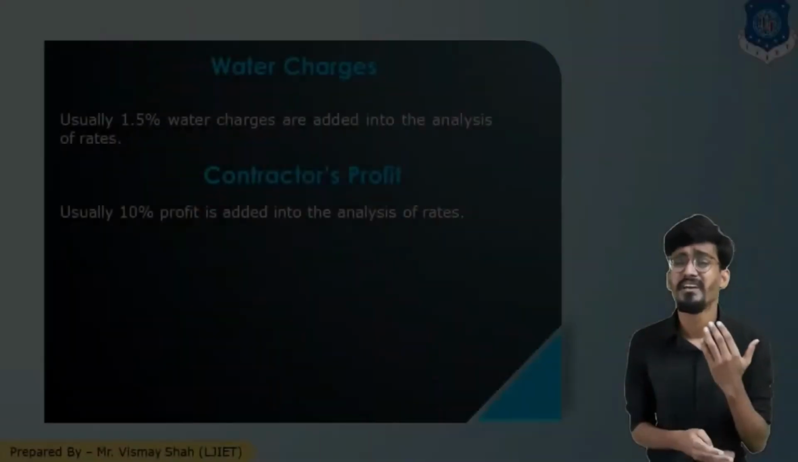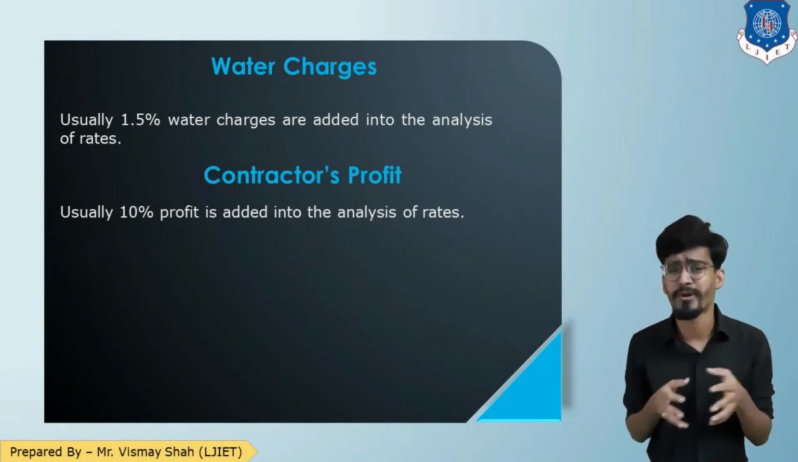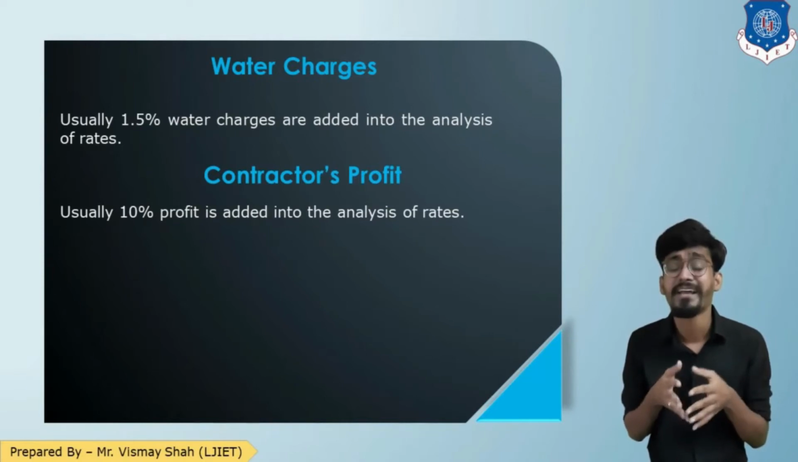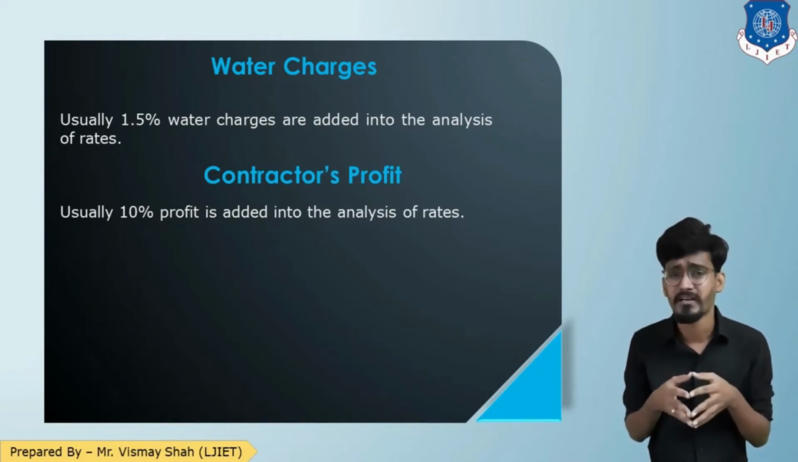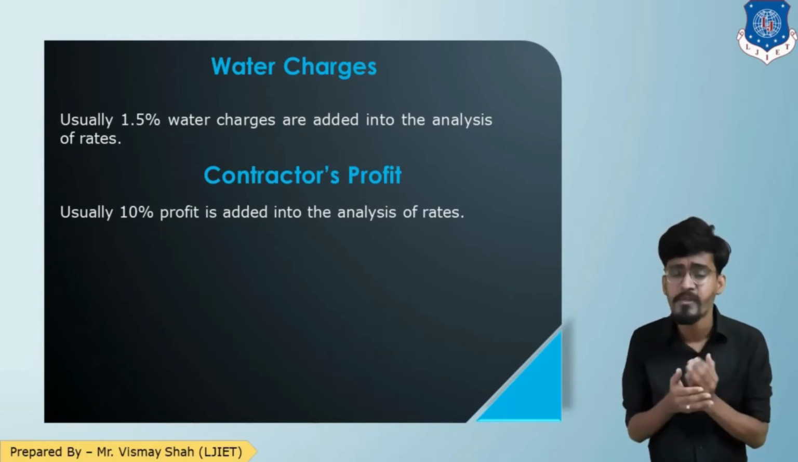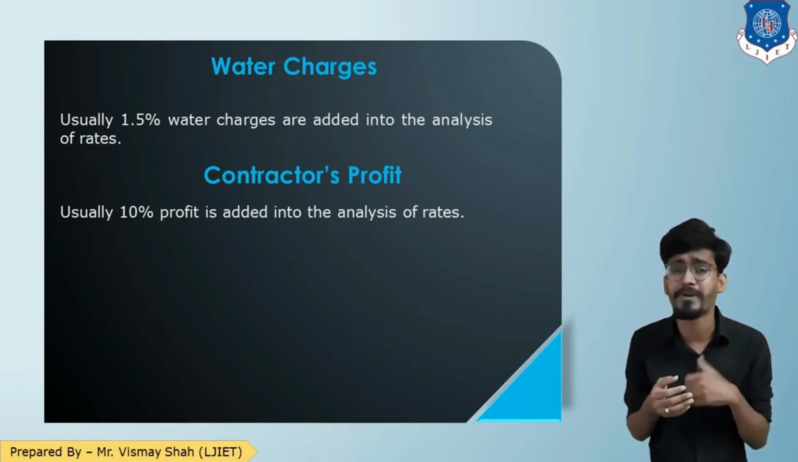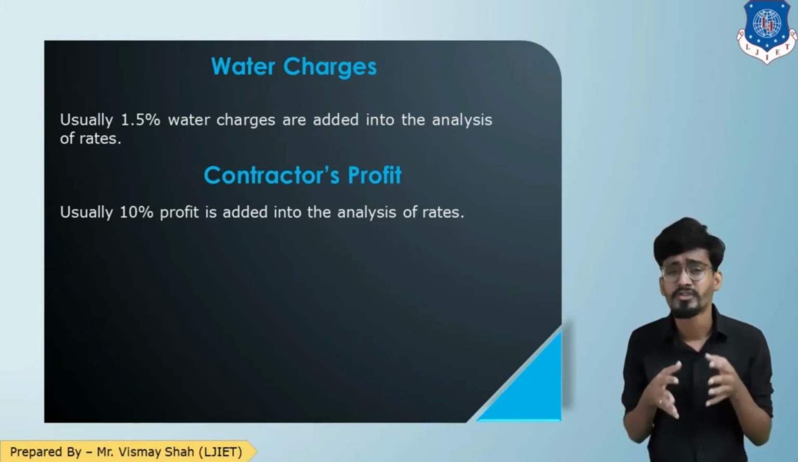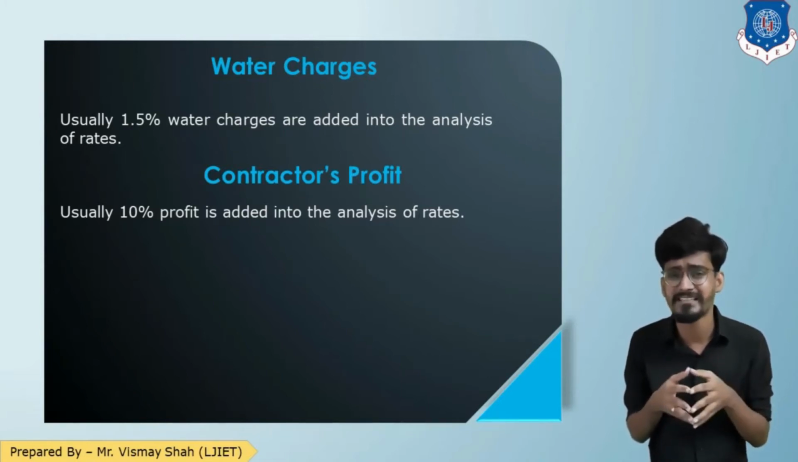Moving forward, the next is water charges and contractor's profit. Usually 1.5% for water charges is added into the rate analysis, and the contractor's profit is considered as a minimum of 10%. Students, in the practical scenarios of today, a contractor can earn up to 10% to 25% profit based on his technicality or his experience. So that was the cost involved in rate analysis, or steps for preparing the schedule of rates, or steps for fixing the rate of an item. I hope we are clear up to this point of the session. So let us move further.